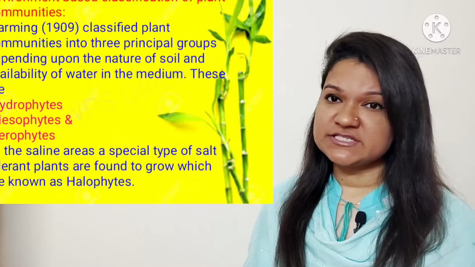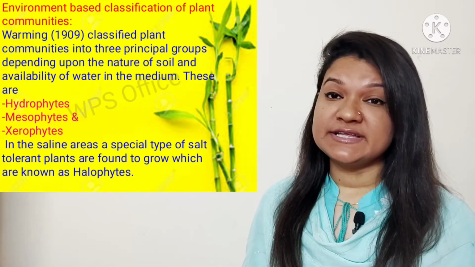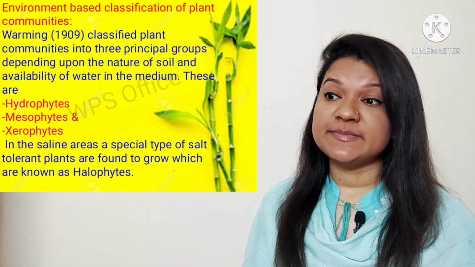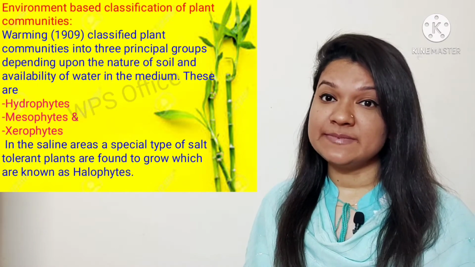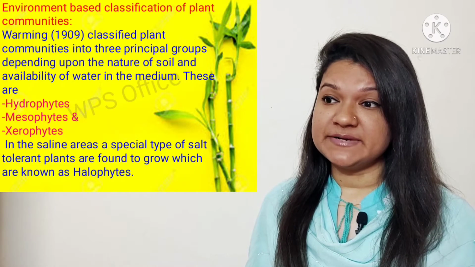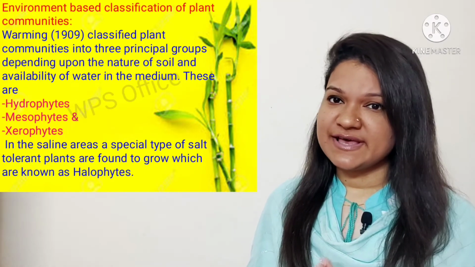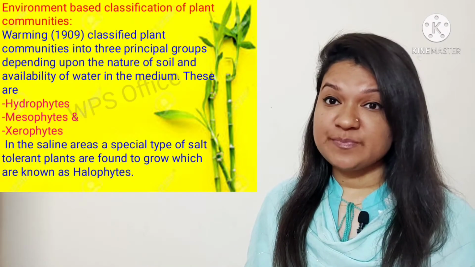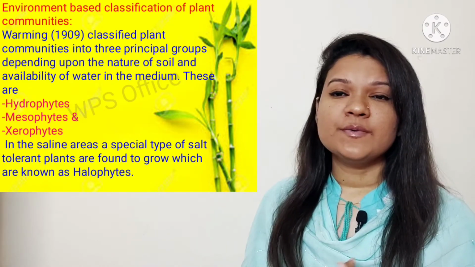Environment-based classification of plant communities. Warming classified plant communities into three principal groups depending upon the nature of soil and availability of water in the medium. These are hydrophytes, mesophytes and xerophytes. In the saline areas, a special type of salt-tolerant plants are found to grow, which are known as halophytes.